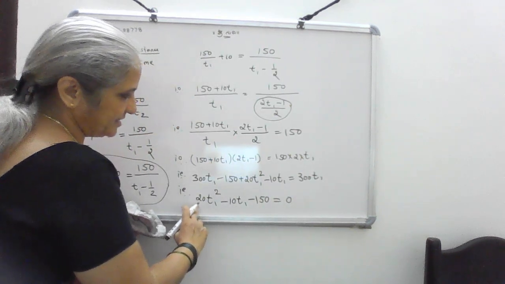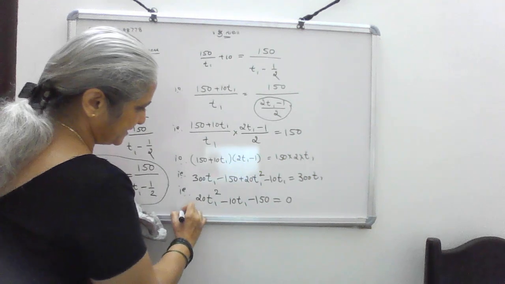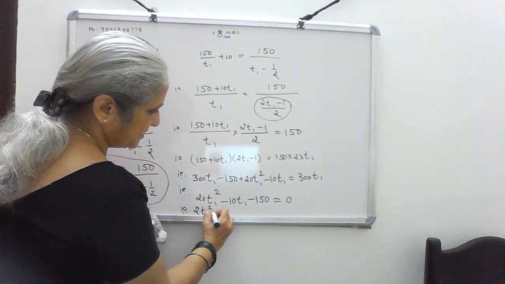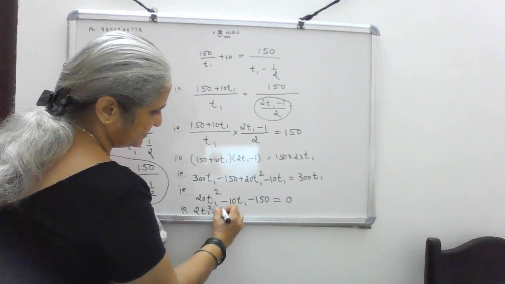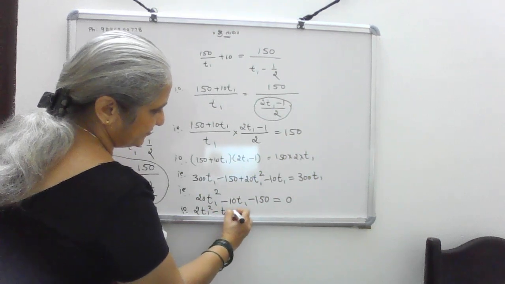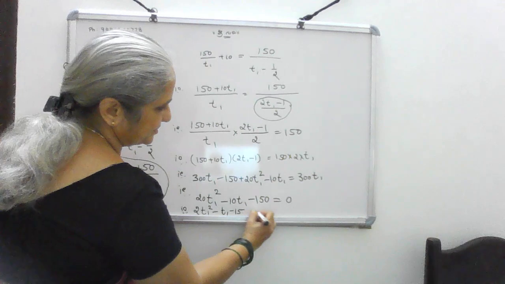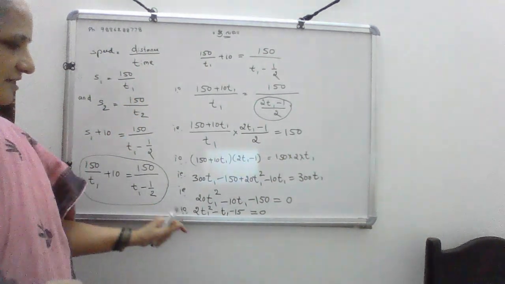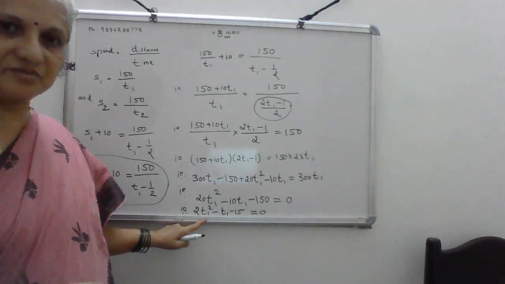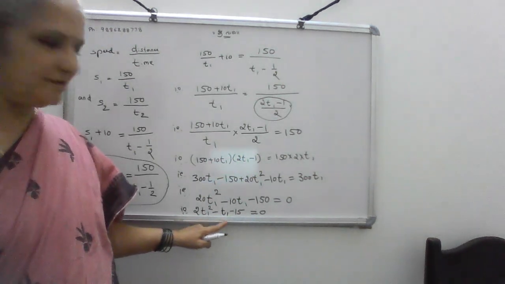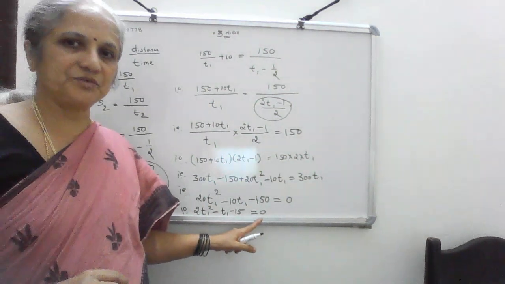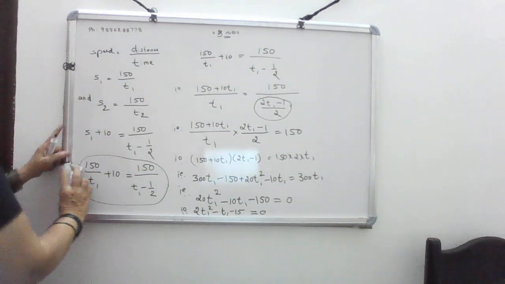Here we observe that 10 is the common factor, that is we can write 2 T1 square minus 1 T1 minus 15 is equal to 0. Now we have a quadratic equation 2T1 square minus T1 minus 15 is equal to 0. Now it is easy to solve for T1. How to solve it?